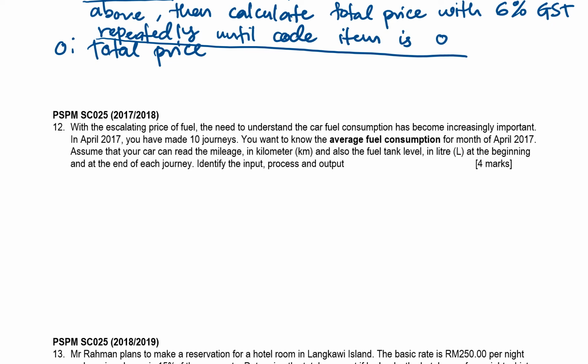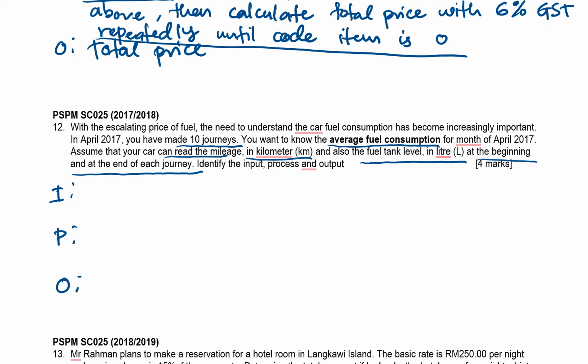Okay, next, question number 12. With the escalating price of fuel, the need to understand the car fuel consumption has become increasingly important. In April 2017, you have made 10 journeys. You want to know the average fuel consumption for the month of April 2017. Assume that your car can read the mileage in kilometers and also the fuel tank level in liters at the beginning and at the end of the journey. So you have to identify the IPO.